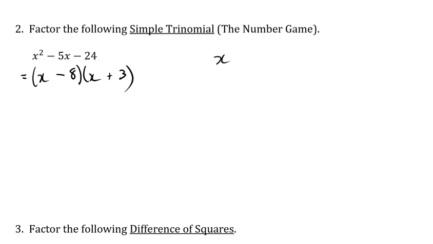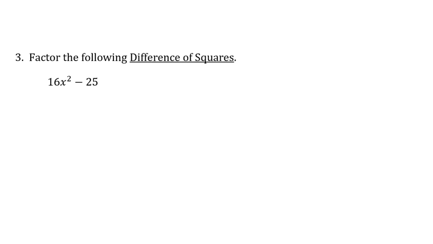And then if you had an even more simple question, something like this: two numbers that add to 7 and multiply to 12, x plus 3, x plus 4. Everything's positive, so 3 times 4 is 12, 3 plus 4 is 7. So that's one where everything's positive. It's a little bit trickier when you have the negatives. There's a couple of examples of that.